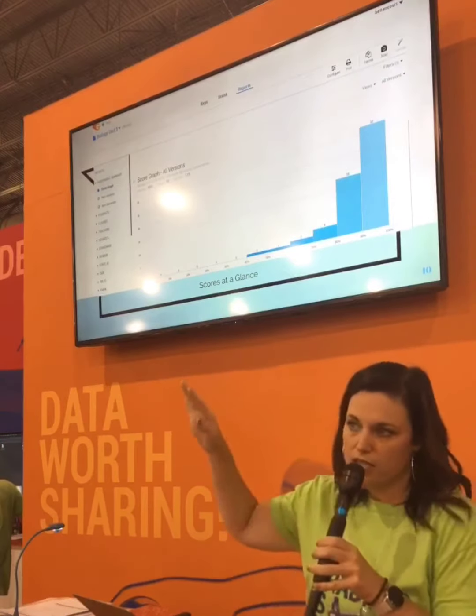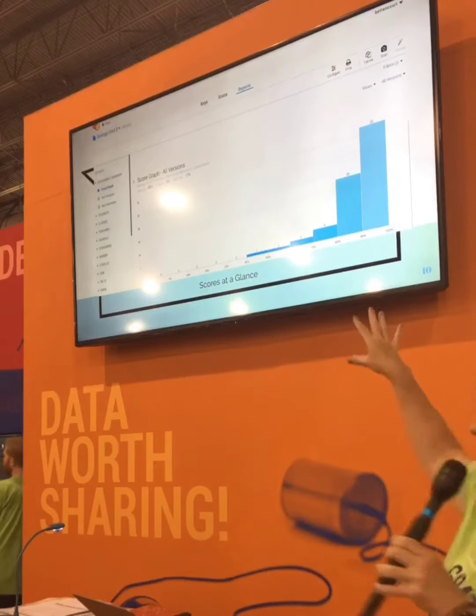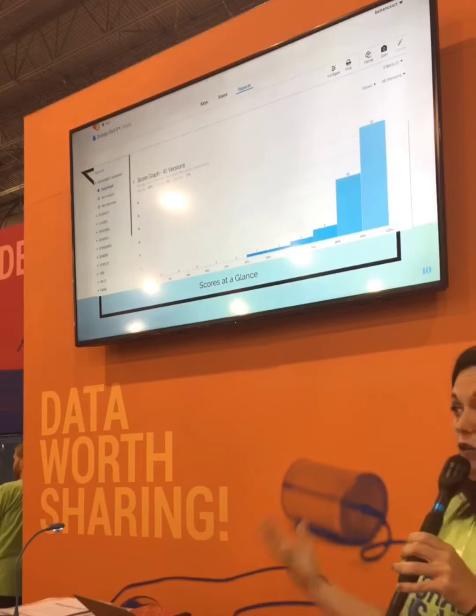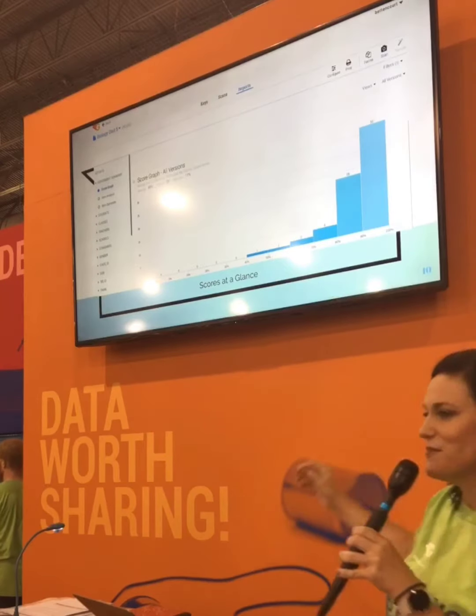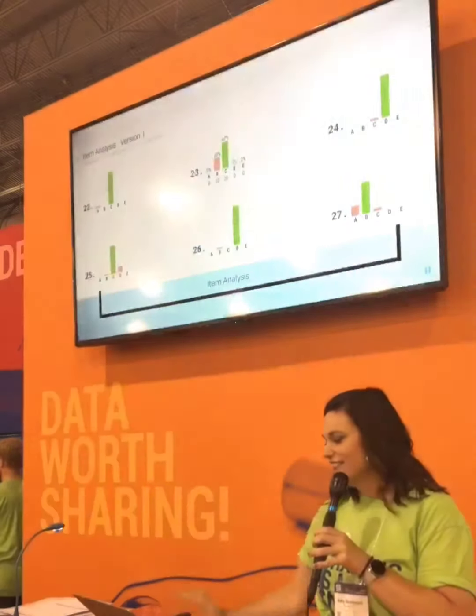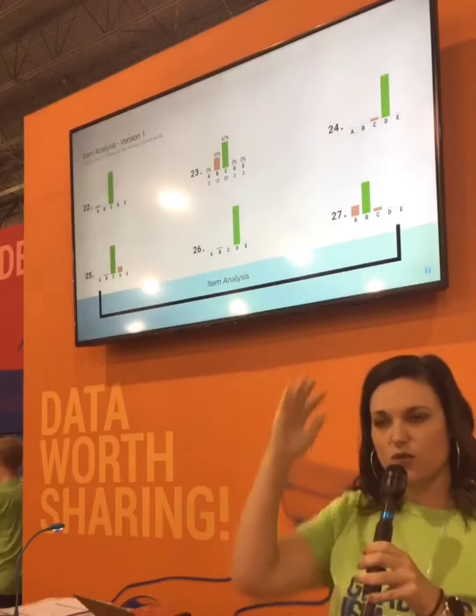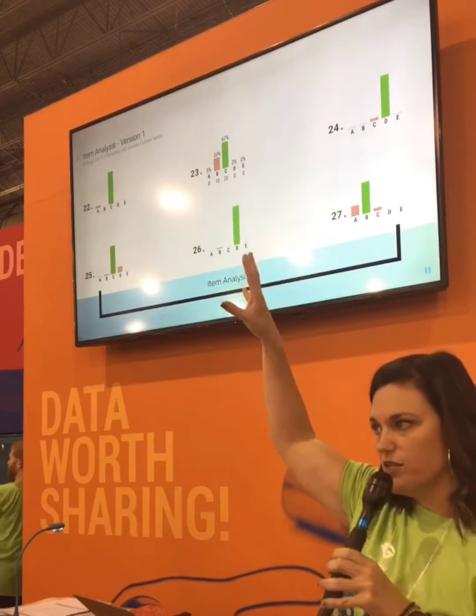So the scores at a glance is the quick nitty-gritty, here's how my kids did overall. We obviously want to see all A's. Sometimes these look better than others. The item analysis will show you every single question, how your kids are doing.